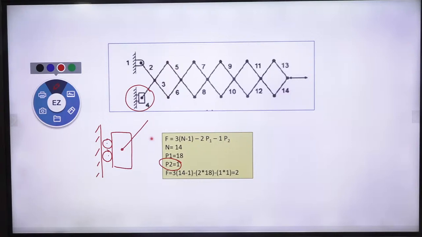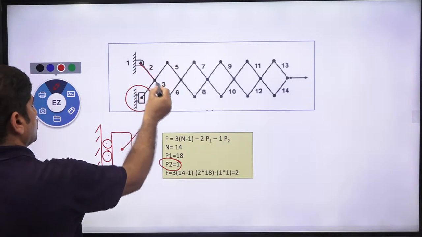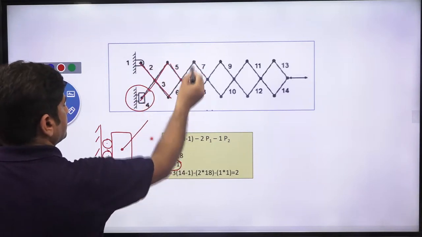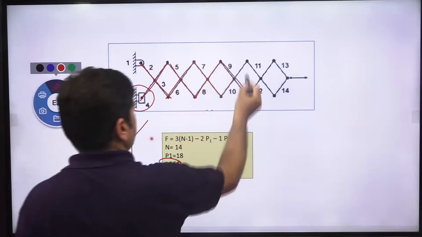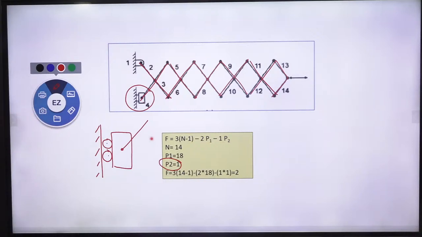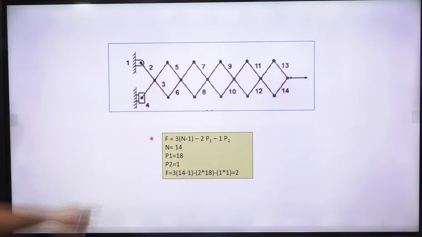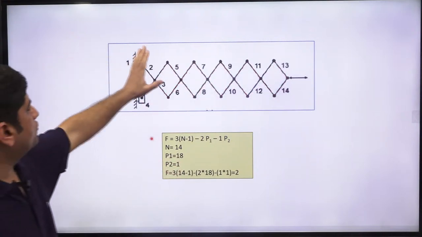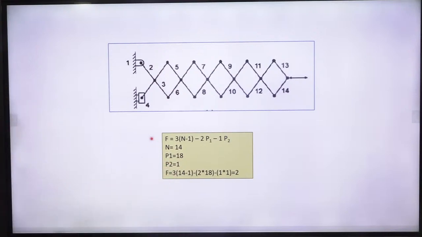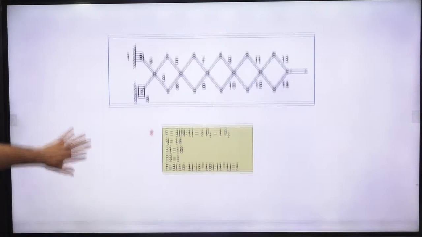So how many links are there? One link, two, three, and this four is sliding. 5, 6, 7, 8, 9, 10, 11, 12, 13, 14. 14 links are there. How many are lower pair? Higher pair is this. Others are lower only. 1, 2, 3, 4, 5, 6, 7, all 18 lower pairs. One higher pair, and accordingly you get 2 degrees of freedom.